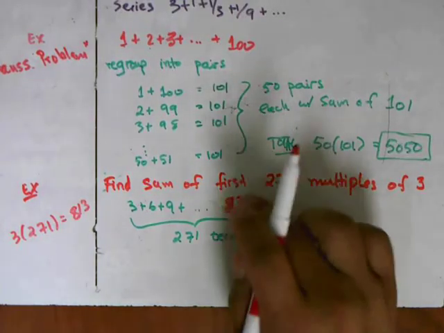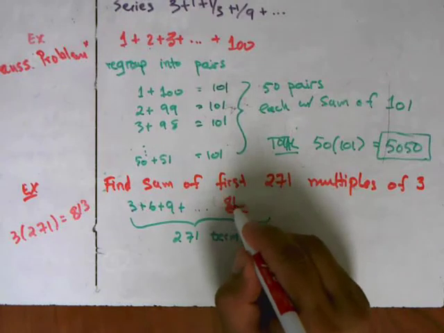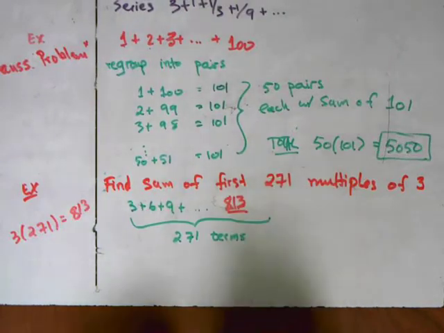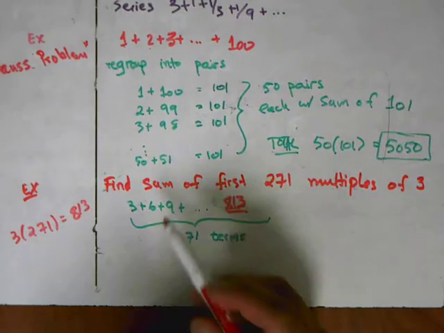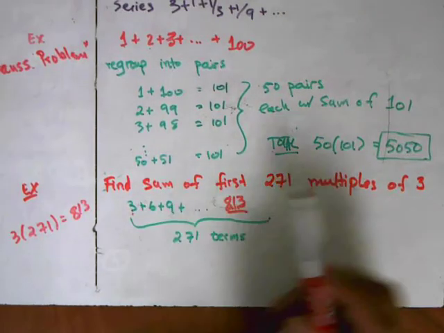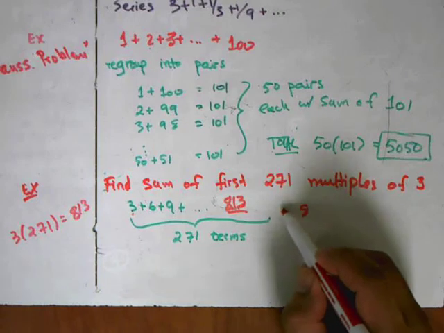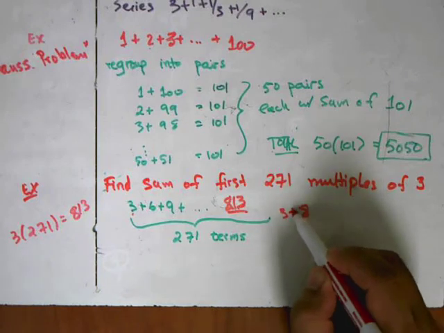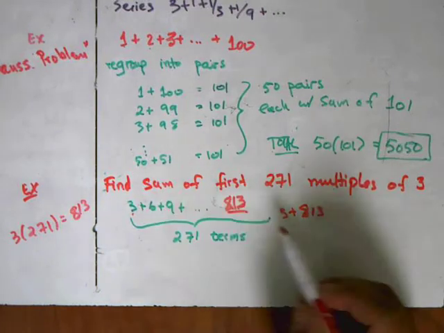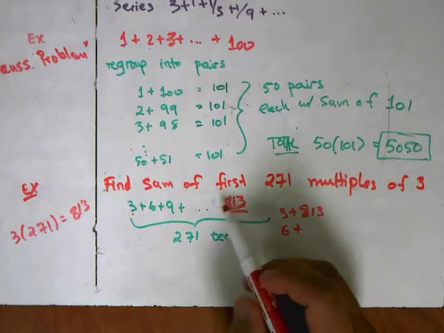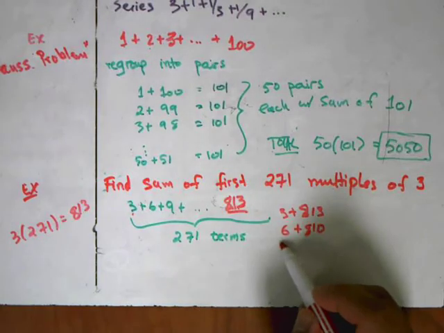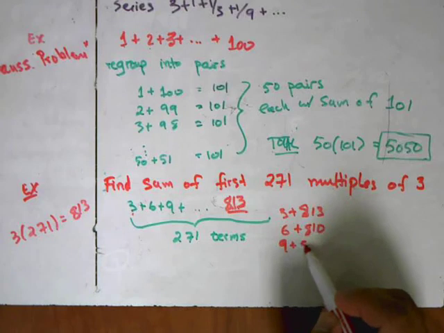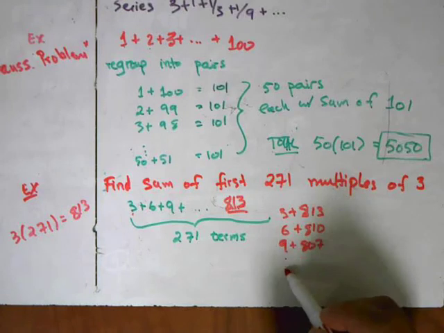Okay, so, oops, this is so messy. You want to go from 3 to 813. And we can try and see if Gauss's method still works. Well, we can take 3 and add it to 813. The next number is going to be 6, and the second to last number is going to be 810. Okay. And then 9 plus 807, dot, dot, dot.